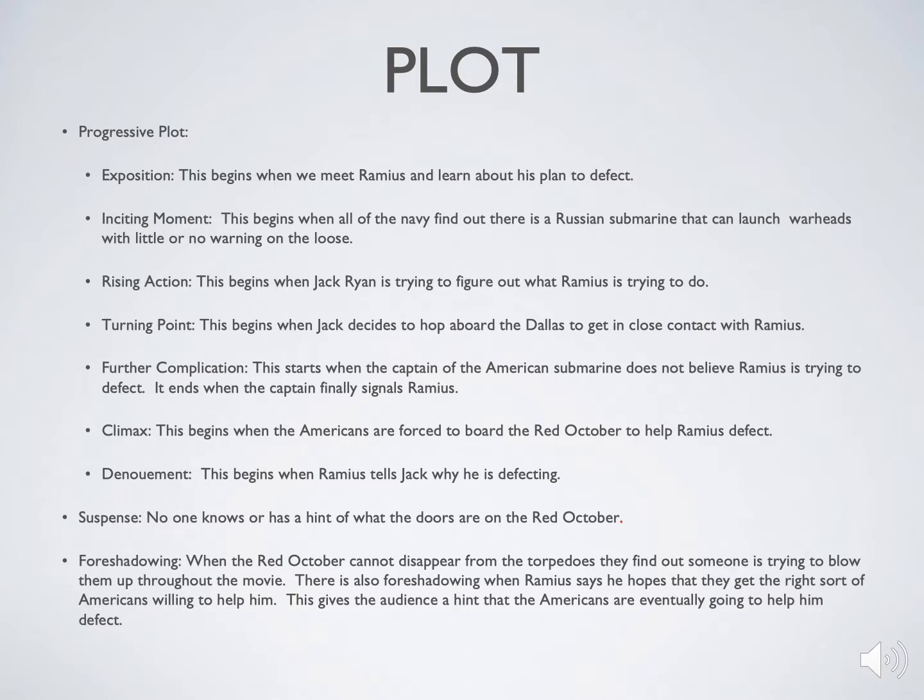Suspense. No one knows or has a hint of what the doors are on the Red October, leaving an uncertain feeling of what they really are throughout the movie. Foreshadowing. When the Red October cannot disappear from the torpedoes, they find out someone's trying to blow them up throughout the movie. There is also foreshadowing when Ramius says he hopes that they can get the right sort of Americans willing to help him. This gives the audience a hint that Americans are eventually going to help him defect.